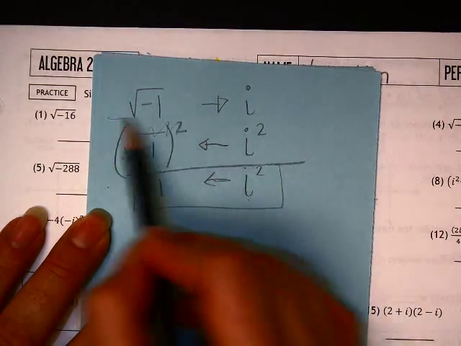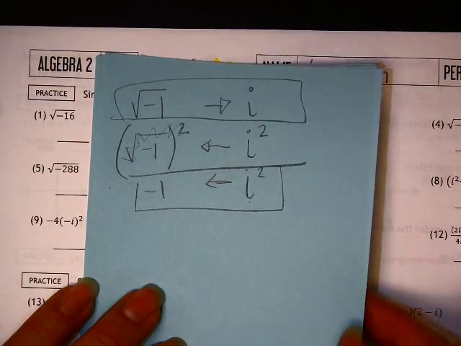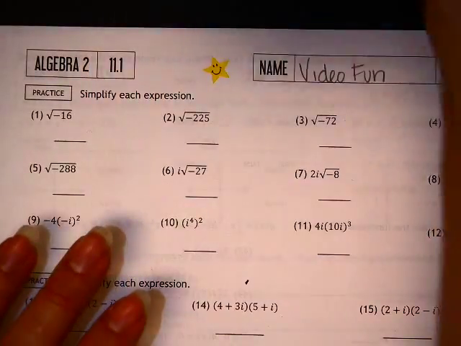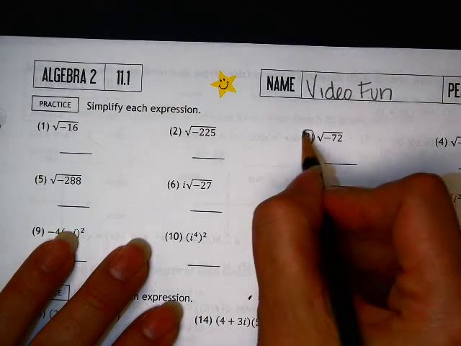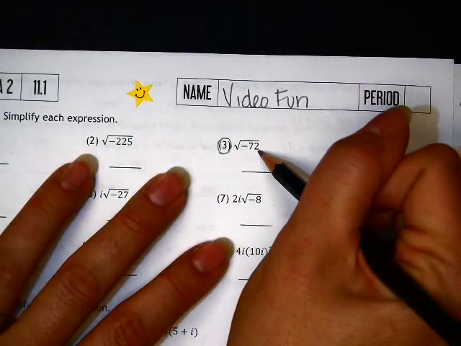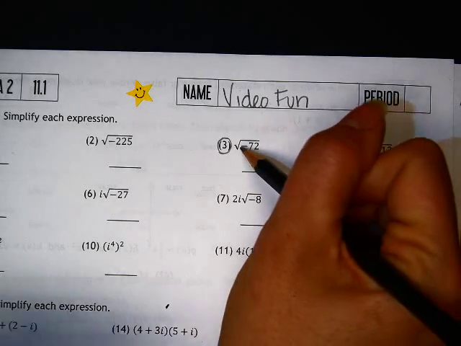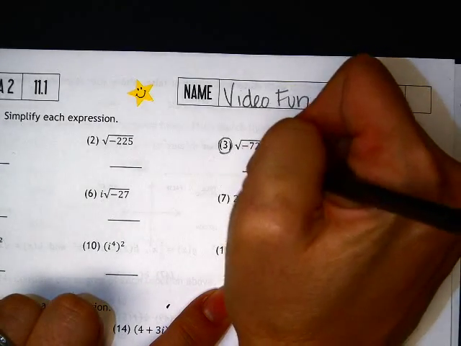If you know this fact and this fact, you can solve everything. It all boils down to just those two facts there. So, looking here, we're going to do number 3. For number 3, I do need to deal with the 72 as a square root, but I also need to deal with the negative. The negative just simply becomes an i.